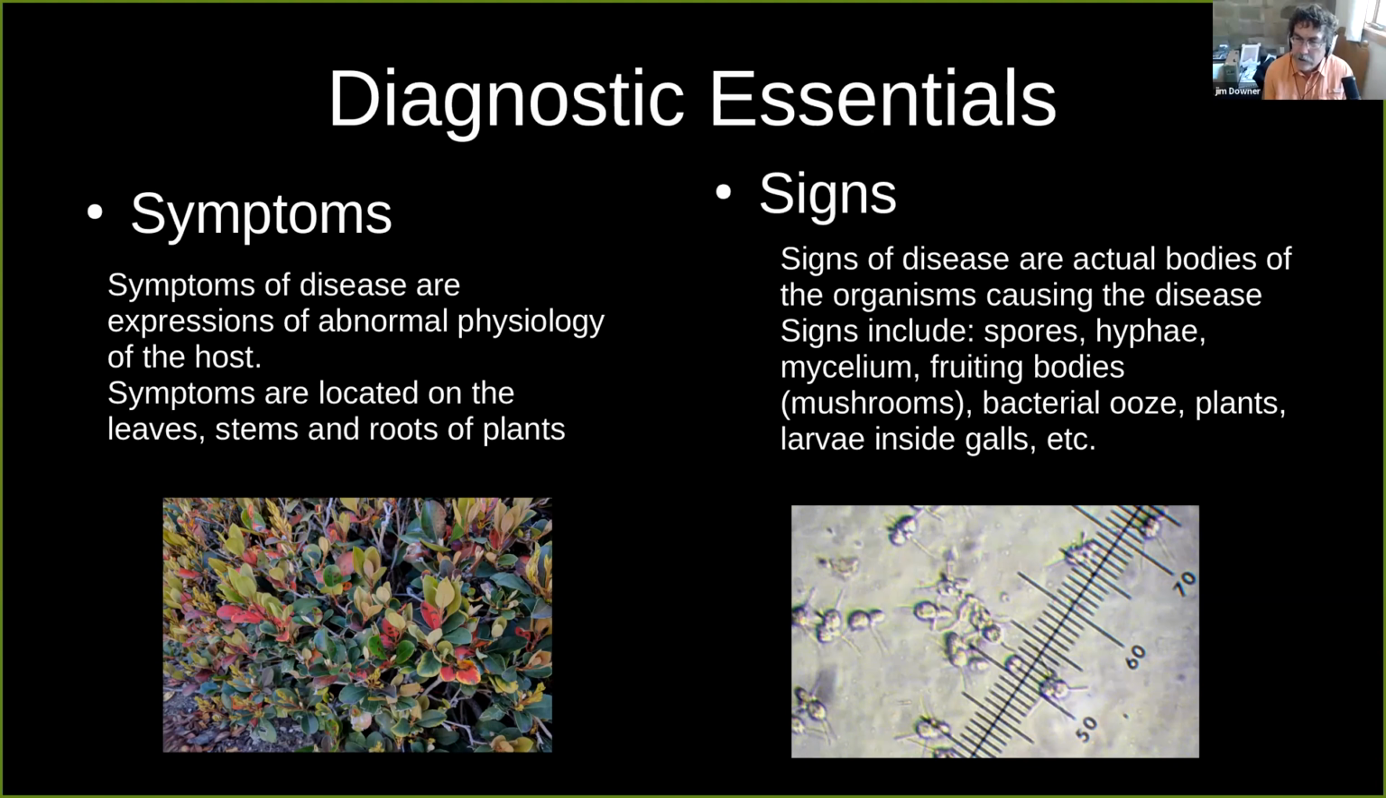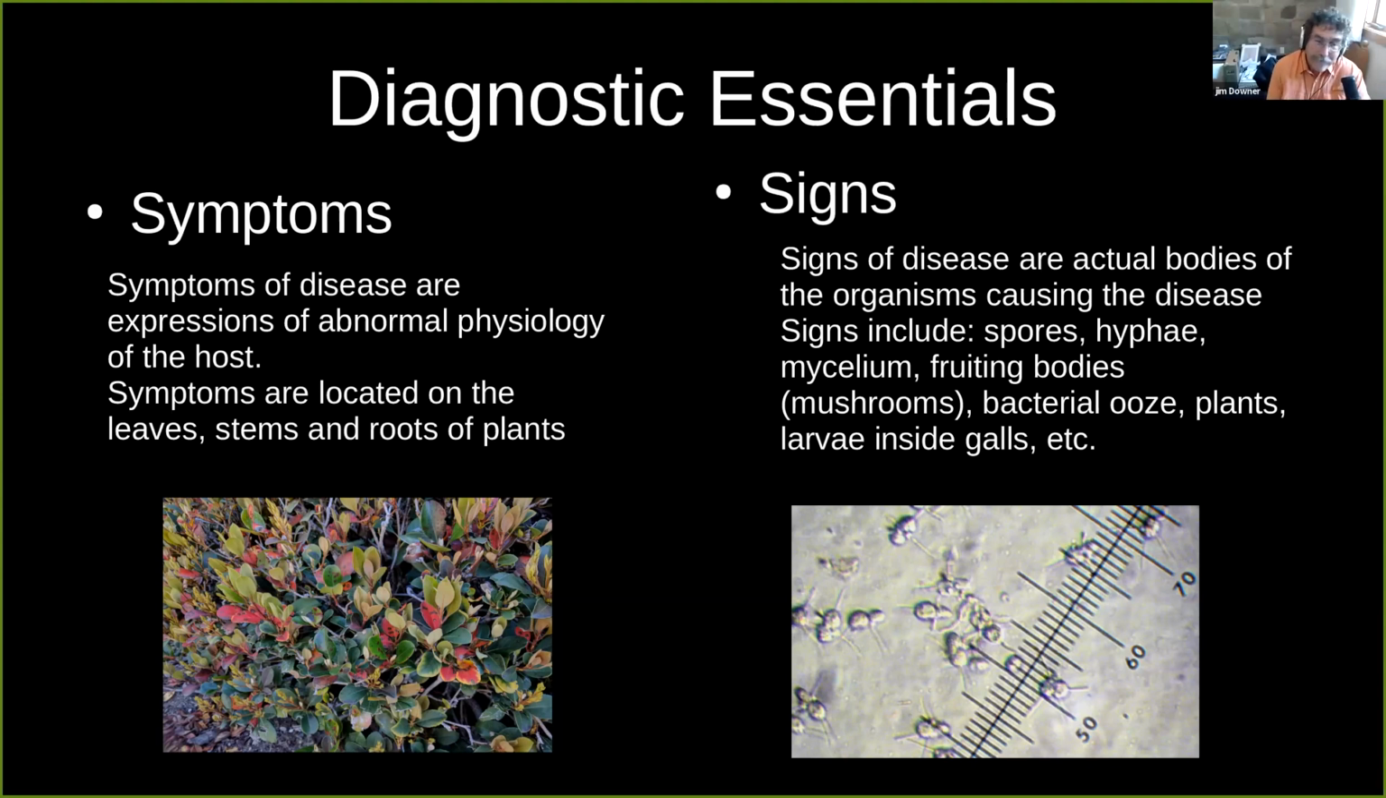Now, the other thing that we might see is the actual cause of this set of symptoms, and that would be a sign. So a sign is the actual body of the pathogen, whether it's a fruiting body like a mushroom or spores like on powdery mildew, or hyphae, something like that. And sometimes they're microscopic, like these spores of Entomosporium, shown under the signs column there. You can only see those with a microscope. You're not going to see those with your naked eye.